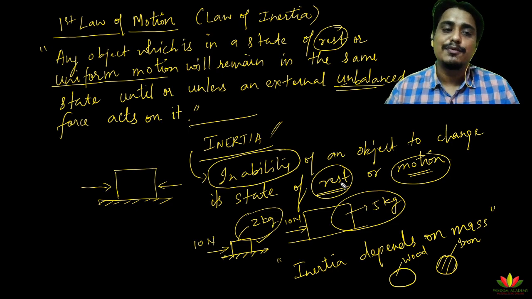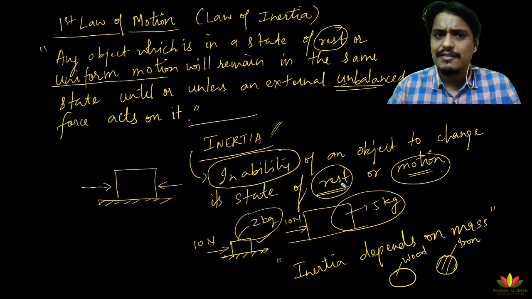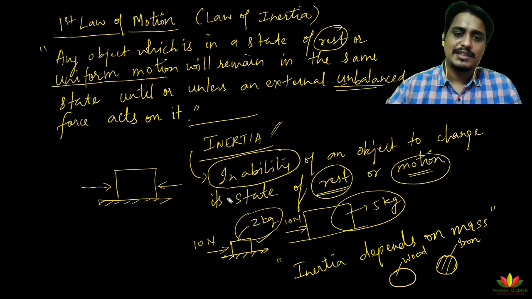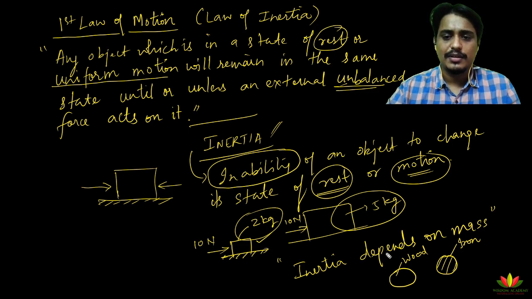So this is about the first law of motion. Let us once again revise that. It states that any object which is in a state of rest or in a state of uniform motion will remain in the same state until or unless an external unbalanced force acts on it. Now I said inertia also is the inability of an object to change its state of rest or motion. And I gave you an example, and I also told you inertia depends upon mass.